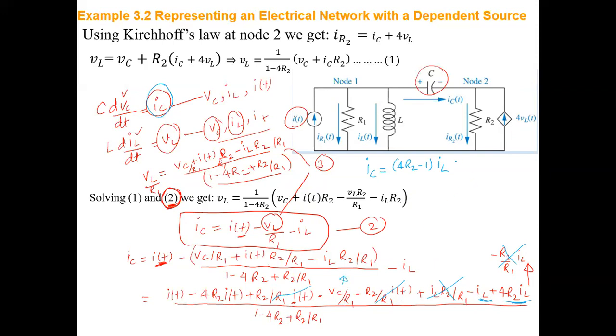Now, how about this guy? I have this guy here, minus BC over R1. Then I have what I have here. So IT, see, I can rearrange IT now, okay? So what I can do here is plus 1 minus 4R2 IT. Divided by 1 minus 4R2 R2 R1. That's my IC.